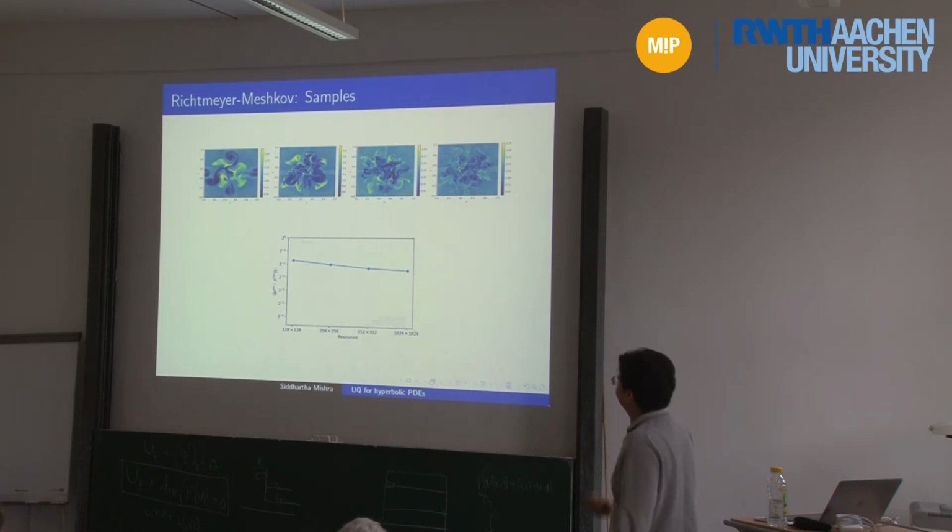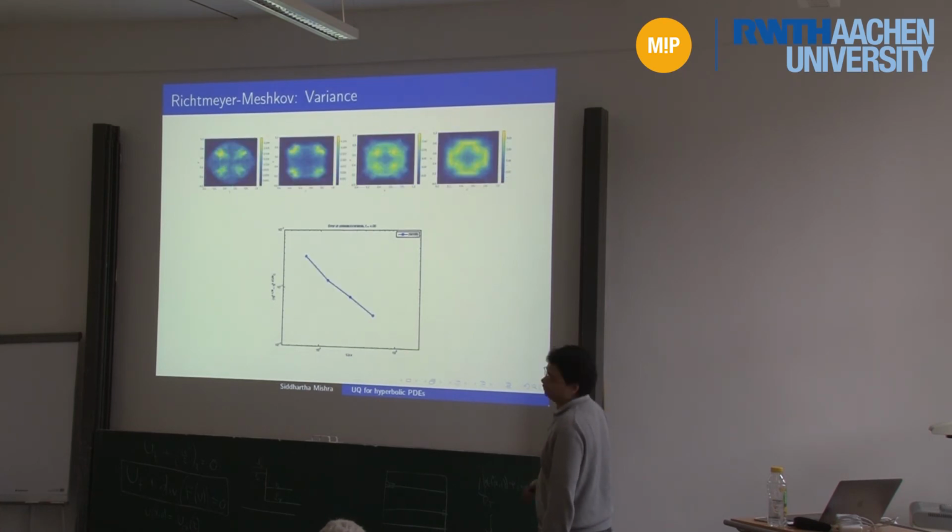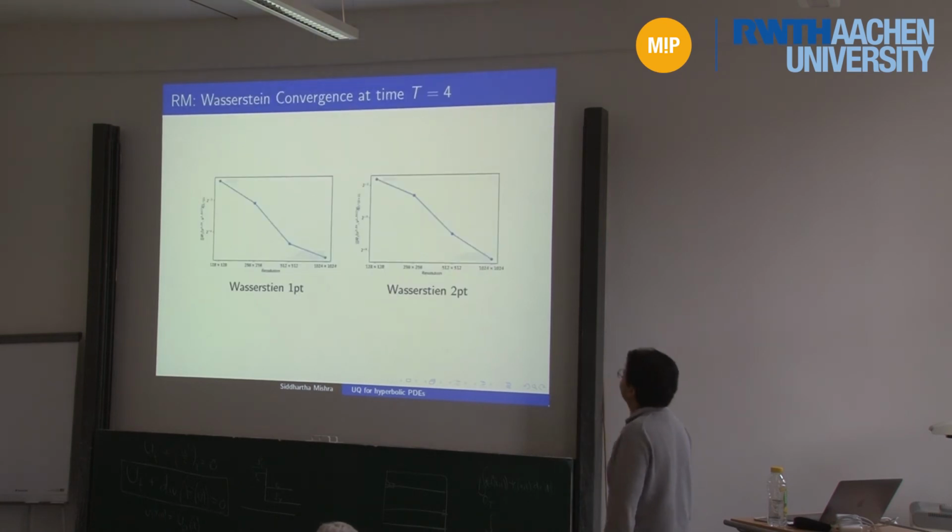Of course, there is no real convergence, right? But again, the assumptions of our theory are completely satisfied in this case. So the mean very nicely converges, as you can see. The variance converges. Structure functions, they are even sitting on top of each other, so they clearly converge very nicely. And this Wasserstein convergence, right? This Wasserstein metric for 1-point correlations, very neat convergence. For 2-point correlations, very neat convergence.